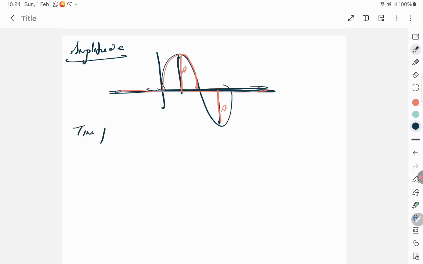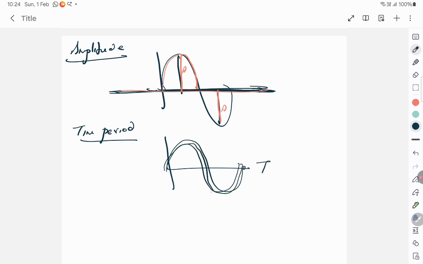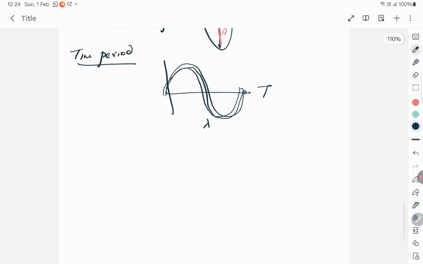What is time period? It is the time taken for one complete oscillation, the time taken to complete one full oscillation. One full oscillation is this. This is one full wavelength. That's known as capital T.